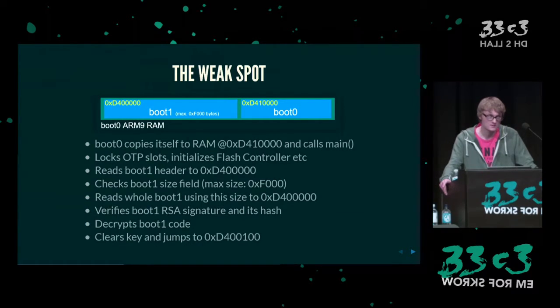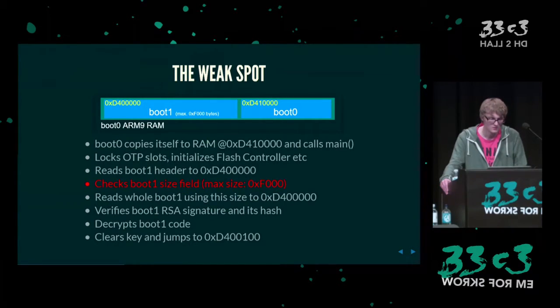Okay, so what is the weak spot here? And I mean, if you look at this, you can pretty much already tell what it is. And of course, it's this size check. So what we can do is write our own modified version of boot 1 to flash with some really, really large size in the header.